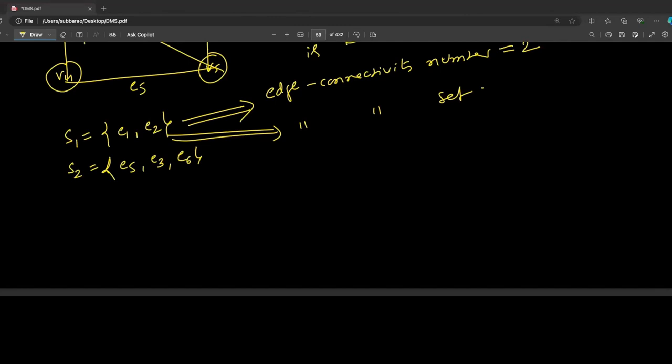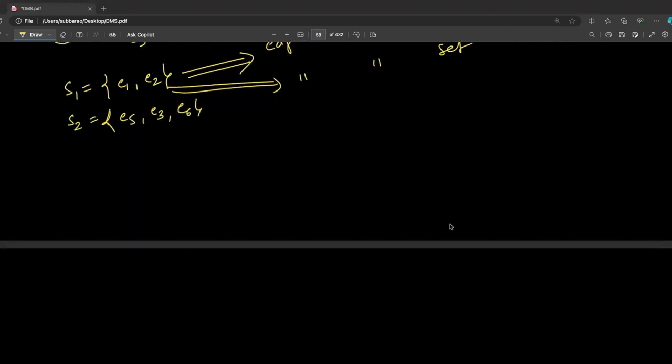If you are okay, I can move further. If only one vertex or edge, it is a cut vertex or cut edge. If more than one vertex is deleted so that the graph becomes disconnected, that is the vertex connectivity number. If more than one edge, that is called the edge connectivity number. Are you okay? Can you see the next story?